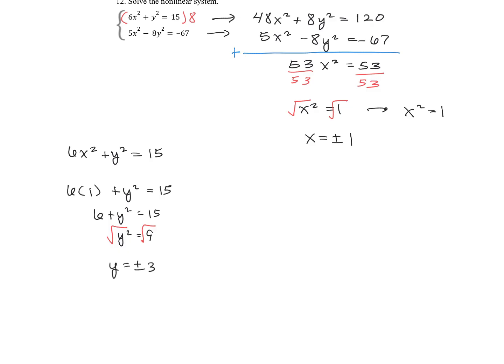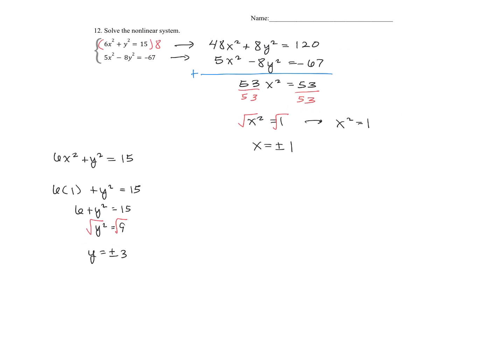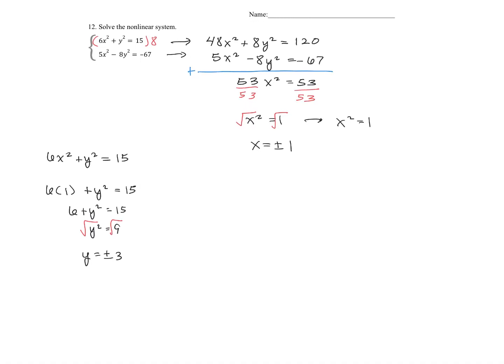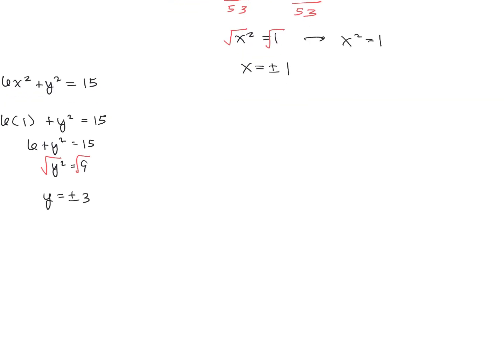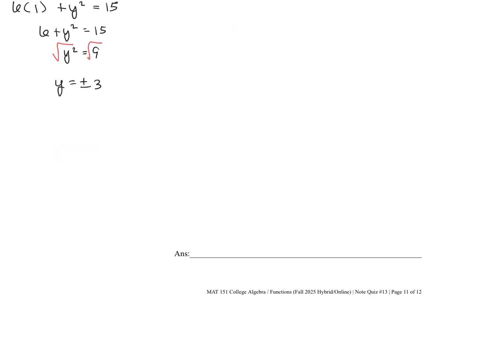So now when you translate this, you have to think about these are all possible solutions, which are points. So there's a total of 4 different possibilities. You can have the x being 1 and the y being positive 3. But you could also have the x being a positive 1 and the y being a negative 3. You could also have x being negative 1 with y being positive 3. And then finally, you could have both of them negative.